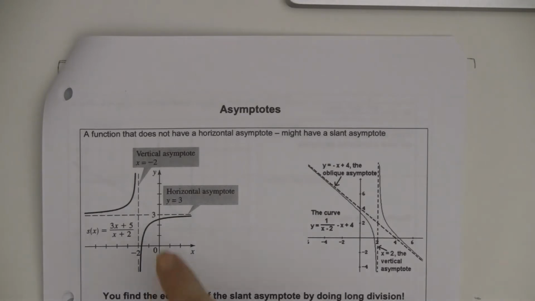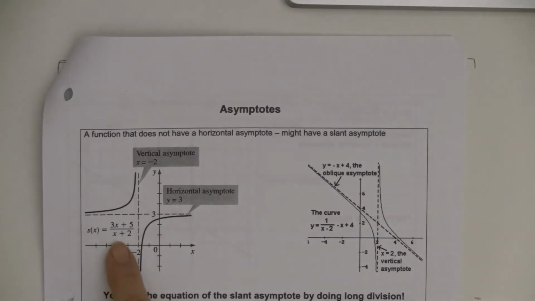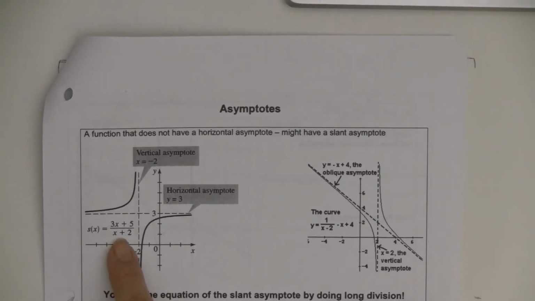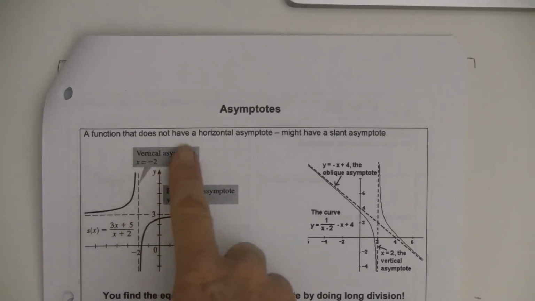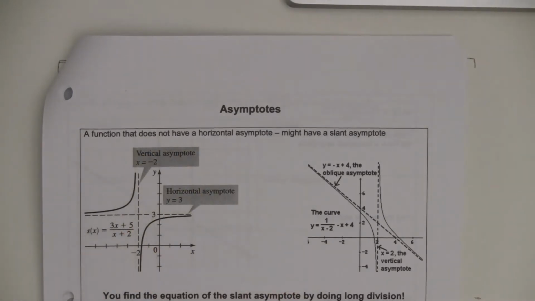So on this page is a graph that has S of X equals 3X plus 5 divided by X plus 2. And they're telling us that where the denominator is 0 is where the vertical asymptote is. I know that's hard to see on this computer screen, but X equals negative 2 is the vertical asymptote. Now, it's important when someone asks you the vertical asymptote that you don't say negative 2. You say X equals negative 2. It needs to be a vertical line.